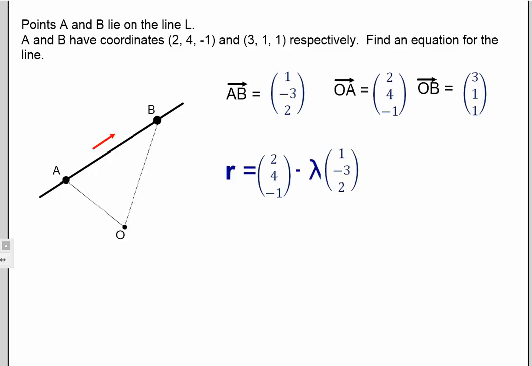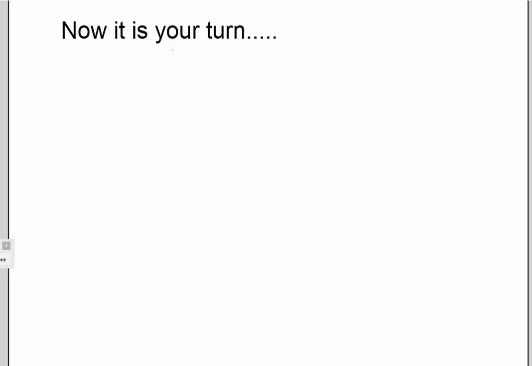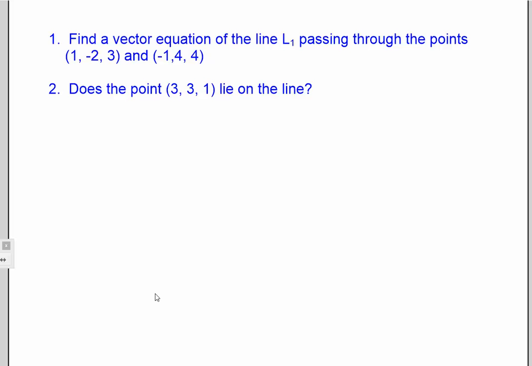Now it's your turn. So for homework, what I would like you to do is find the vector equation of the line, and we'll call it L1, which passes through the points (1, -2, 3) and (-1, 4, 4). And I'd also like you to have a think about this question. Does the point (3, 1, 1) or (3, 3, 1) lie on the line L1 in question 1? I'd like you to do that for homework and hand it in next lesson.